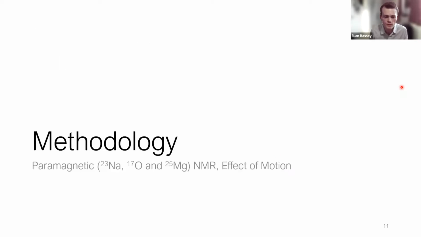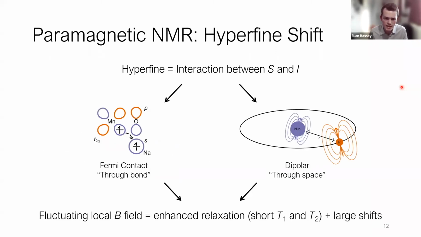Okay, so let's get on to methodology and exactly what we're looking at today. So in paramagnetic NMR, the dominant interaction, the overwhelmingly dominant interaction, is the hyperfine interaction. This is something that's been covered in these seminars before, but just very briefly, it's the interaction between the time average net unpaired electron spin in a material and the nearby nuclear spins.